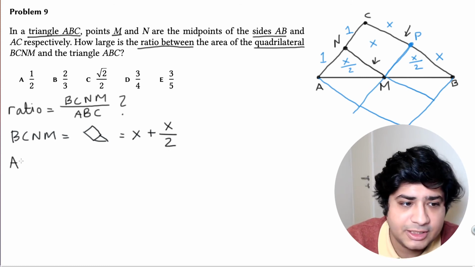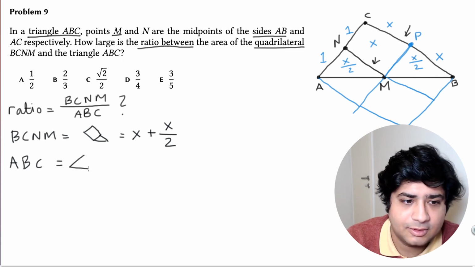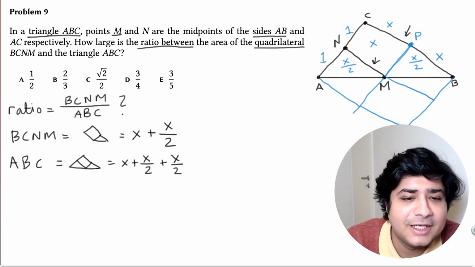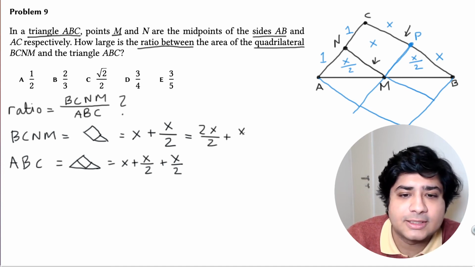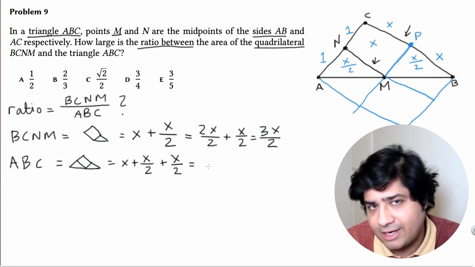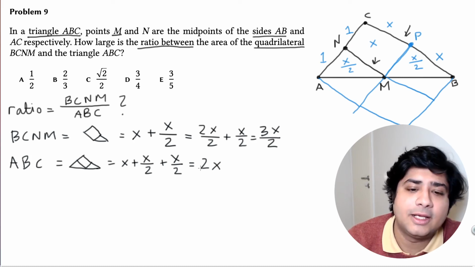And then there's ABC, which is going to be the entire triangle, split up into this, which means that it's x plus x over 2 plus x over 2 again. Okay, I think we're getting pretty close to something. If we simplify this, we could do 2x over 2 plus x over 2, which gives us 3x over 2. And then this would give us x plus half x plus half x, and half x twice makes a whole x, so that is going to be 2x here. All right, so we got this one and we got this one.